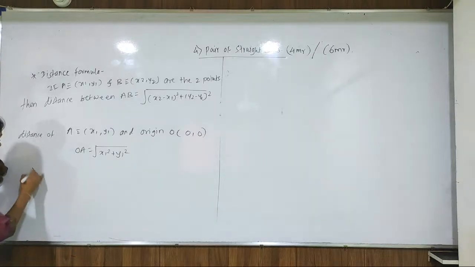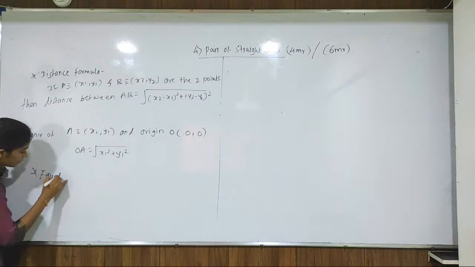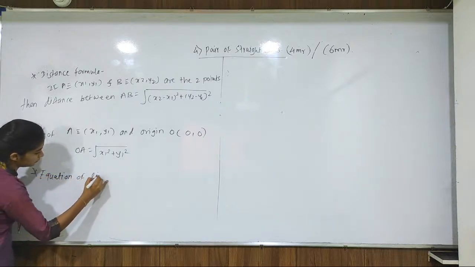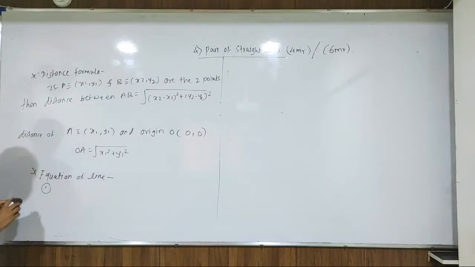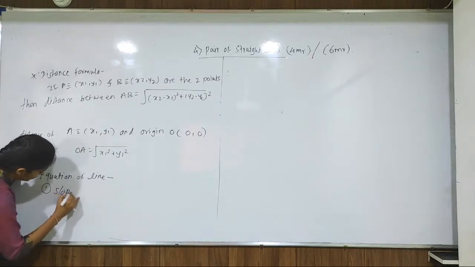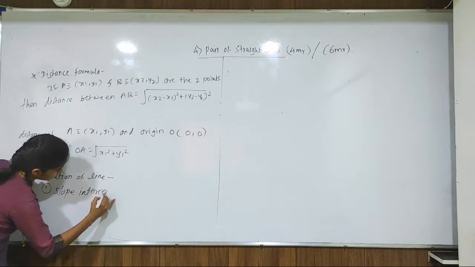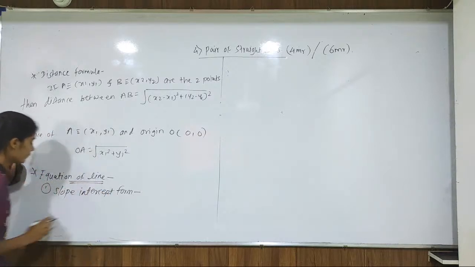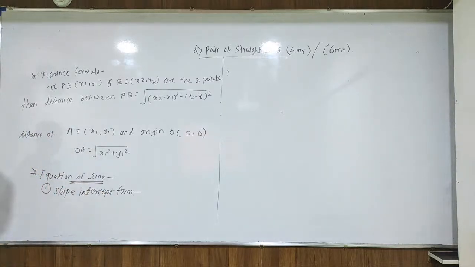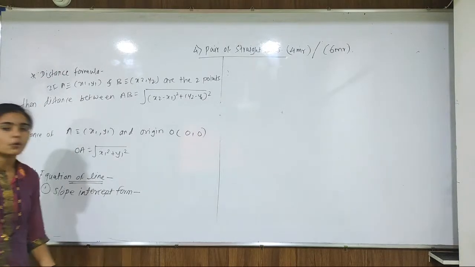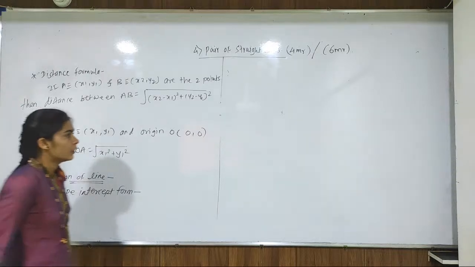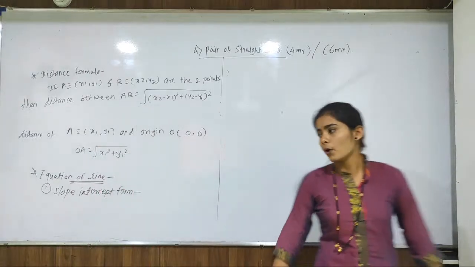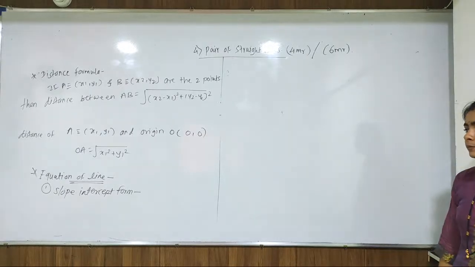We will see next, equation of line. First is slope intercept form. Okay, so these are the equations of line. Here already आपण 11th ला बघितलं equation of line. So first is slope intercept form. What is the formula for slope intercept form? We have already seen about this. काय काय असेल त्याच्यामध्ये slope असेल आणि intercept असेल.